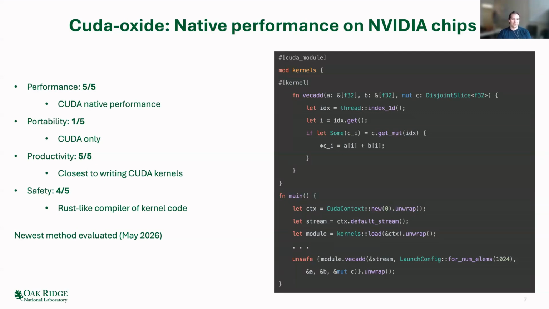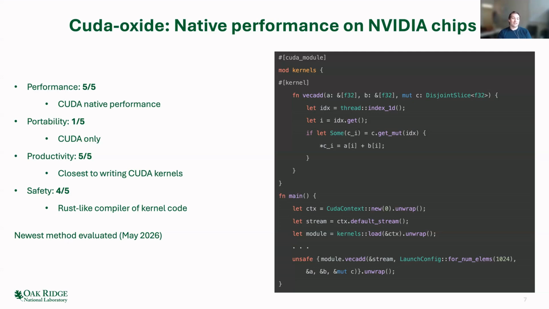Performance, again, really good. CUDA native performance. Portability, low again. CUDA only. Productivity, I'm giving it a 5. Maybe I'm a little biased, but it's closest to writing CUDA kernels. Maybe even better than writing CUDA kernels, just how it works. But maybe I won't say that, just as good.